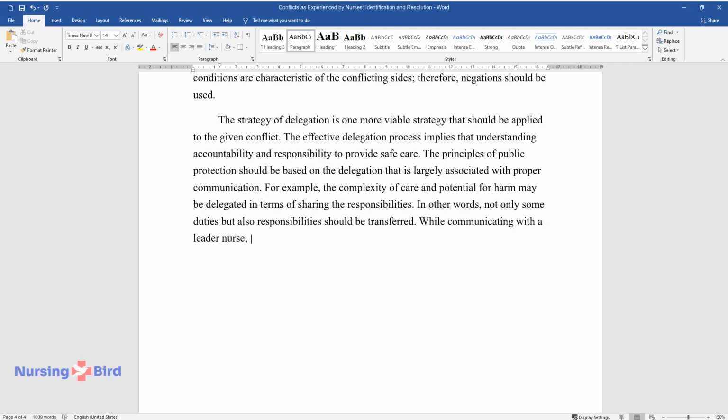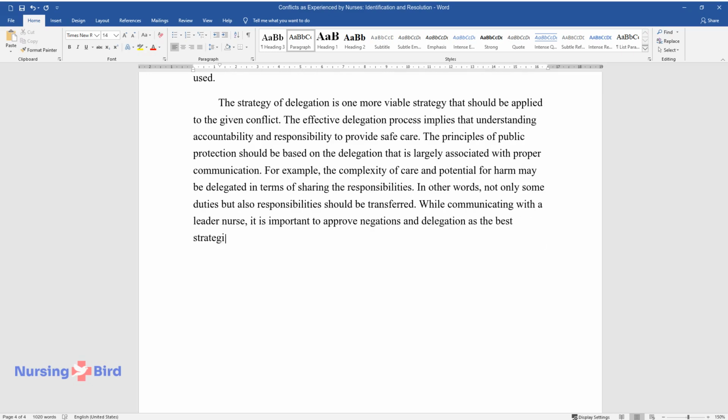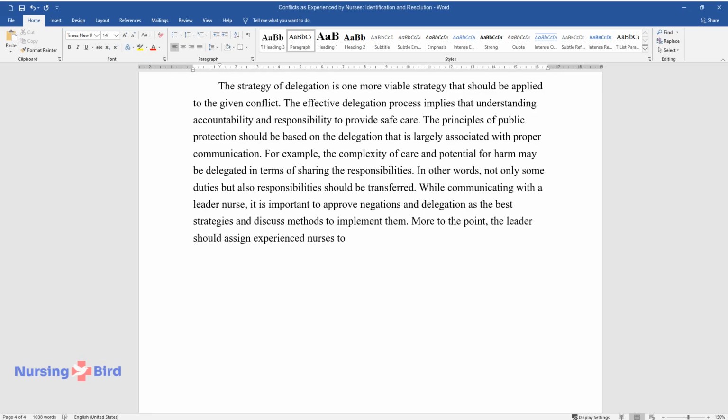While communicating with a leader nurse, it is important to approve negotiations and delegation as the best strategies and discuss methods to implement them. More to the point, the leader should assign experienced nurses to newcomers to promote collaboration in the team.